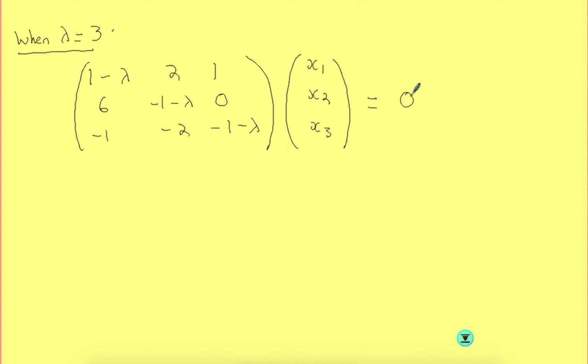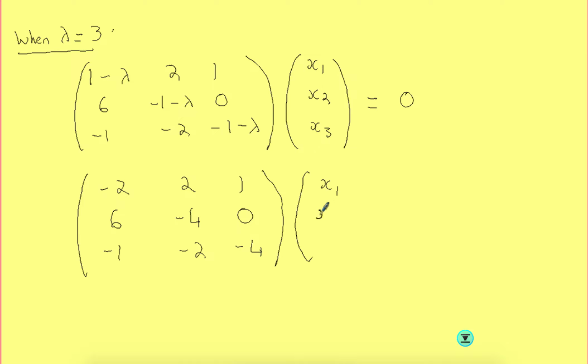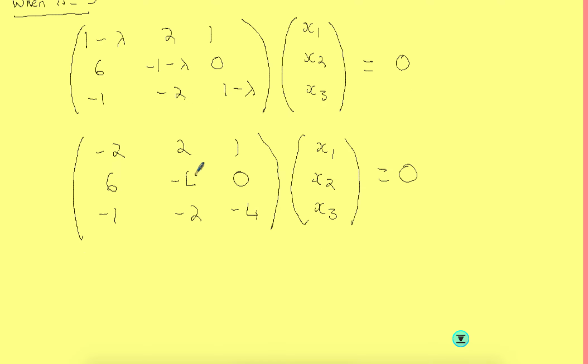Okay, so then what we do is we substitute our 3. So I'm just going to do it without, so that's going to be negative 2, 2, 1, 6, negative 4, 0, negative 1, negative 2, negative 4, times x1, x2, x3, equals 0. Okay, watch all those negative signs change.